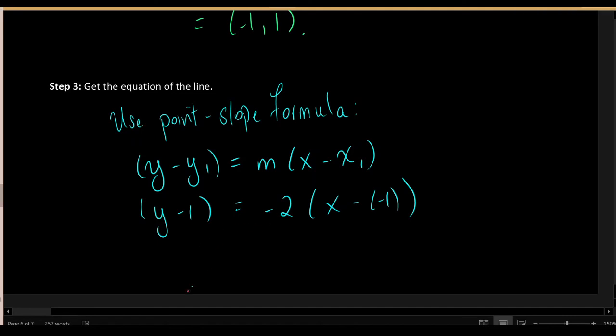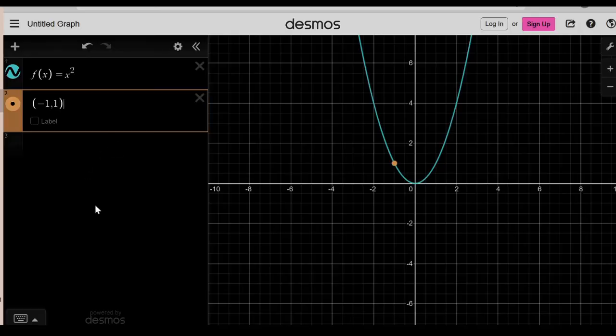So what's the equation of our line? The equation of our line is y minus 1 equals -2 times x plus 1, or if you like, y equals -2 times x plus 1, plus 1. You can simplify it further if you want to, but that's not strictly speaking necessary. So let's just quickly confirm what we found.